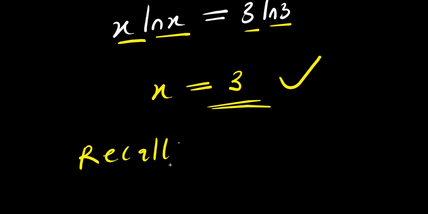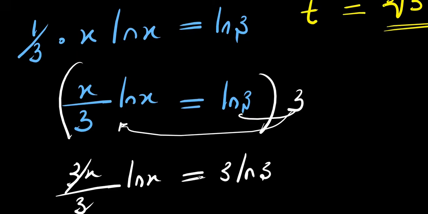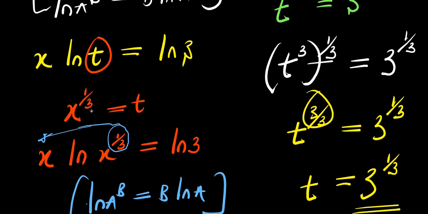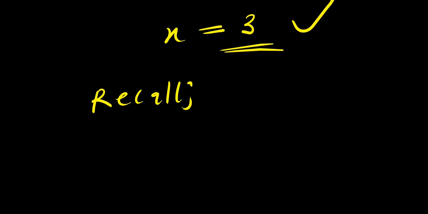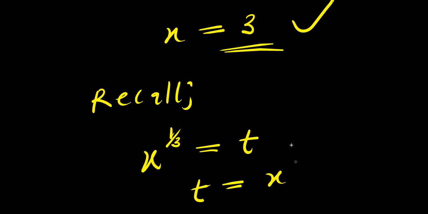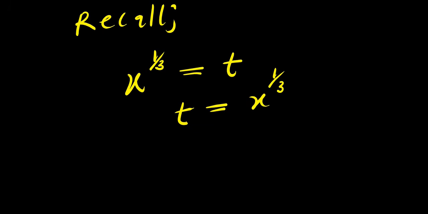Recall, there's an equation that links x and t. x power 1 over 3 equals t. That means t equals x power 1 over 3. And our x is 3. That means t equals 3 power 1 over 3.